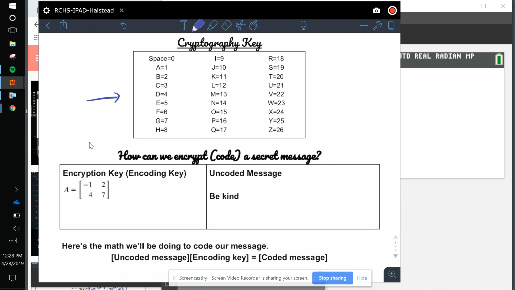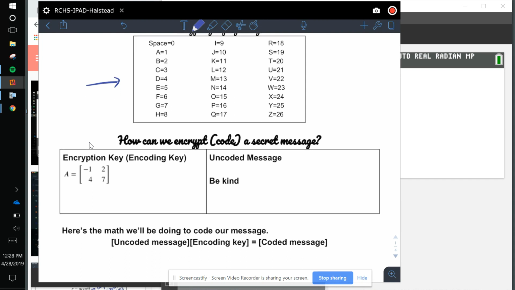uncoded message matrix. So we're going to start with "be kind." Let's go ahead and figure out what numbers correspond to the letters. So B is equal to 2, E is equal to 5, there's a space, so 0, and then K is 11, I is 9, N is 14, and D is 4. Okay?